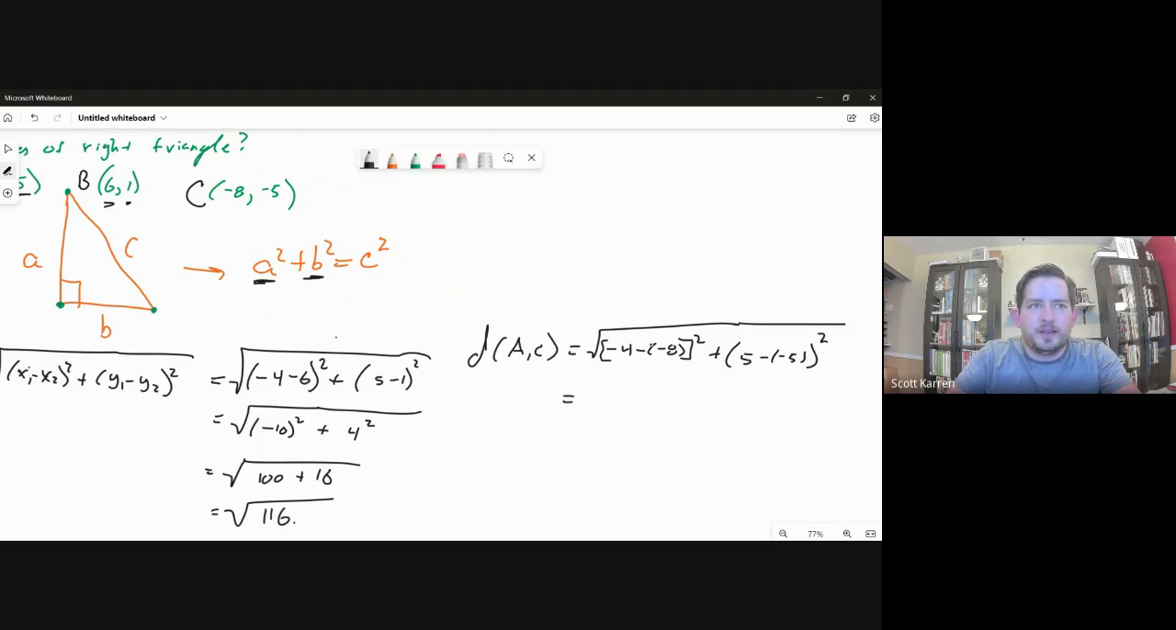So if I simplify inside, -4 minus -8, that's like +8. And so I get -4 plus 8, which is 4. And that's still squared. Plus 5 minus -5 is the same as 5 plus 5, so that is 10 squared. And this actually turns out to be 16 plus 100. It's the same value.